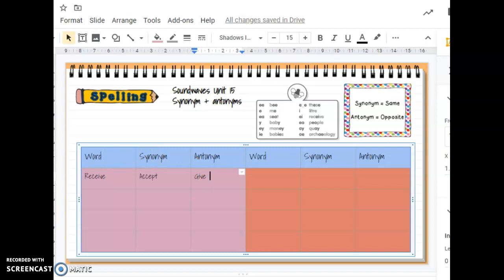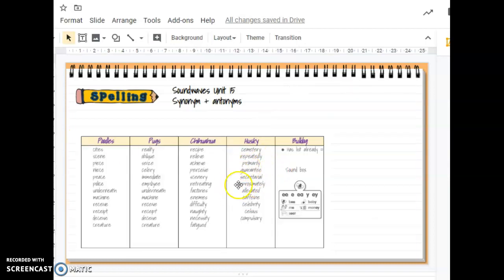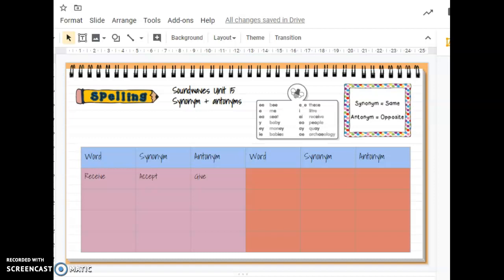Now, once again, if you go onto your list and you are finding some of them a little bit tricky, I will let you go into other lists and pull out some words that you think might be a little bit easier for you to achieve and to be able to find antonyms and synonyms for those words. All right, off you go, guys.